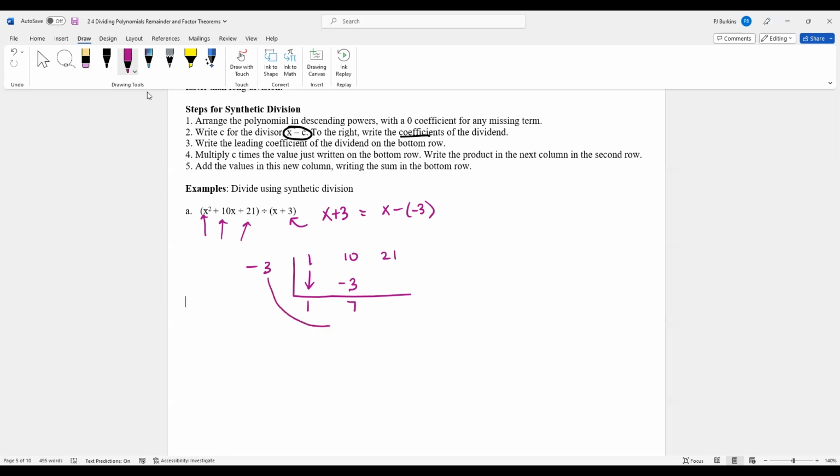Then you multiply this, and the result is going to go there. So negative 3 times 7 is negative 21. Add down the column, you get 0. All right. Now, what's the result? Well, these are coefficients. So this right here is our remainder.